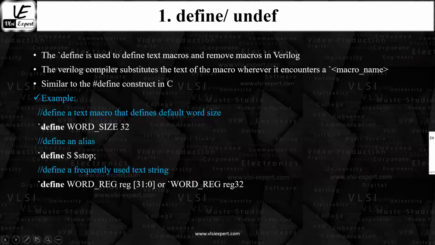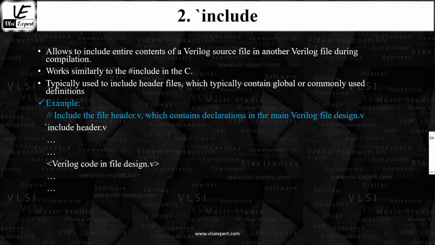So for example, here we have defined word size 32. So whenever word size appears in the code, the compiler replaces it with 32. So we can also define frequently used strings like this, which reduces typing effort and improves clarity. We can also define an alias like this, $stop. So there is also an undef directive which can be used to remove a macro when it is no longer needed. Okay, let's move to the next slide.